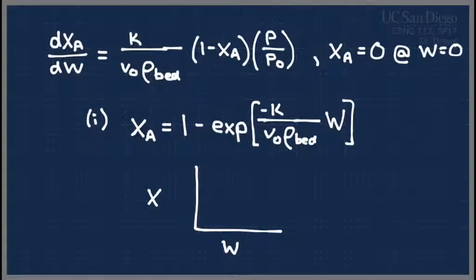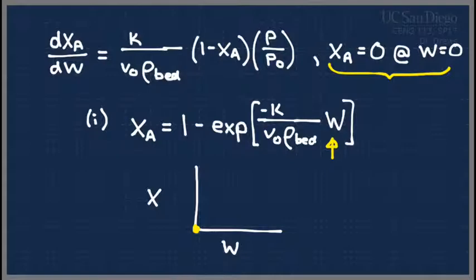So in the extremes, I know when W is 0, I had better get my initial condition back. So if W is 0, I had better recover this. And so if I put W is equal to 0 right here, I will get the exponential of 0, which is 1. And so 1 minus 1 is 0. Thankfully, we have started where we need to.